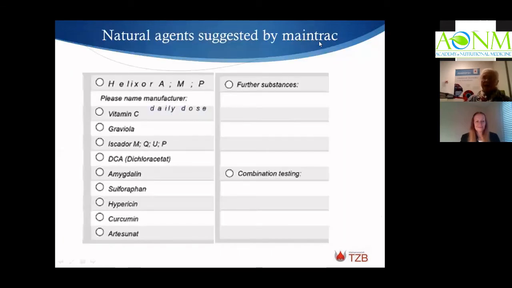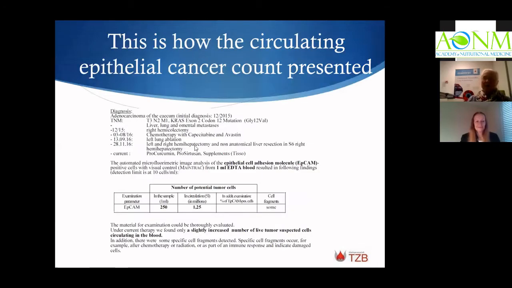You can, as I mentioned, choose among different substances which we suggest, but you can also ask for other substances. You can call us if we have the substances available. These are certainly available, but we have other natural substances also available. And you can do combination testing. You can combine your drugs. So this is how we present our results.